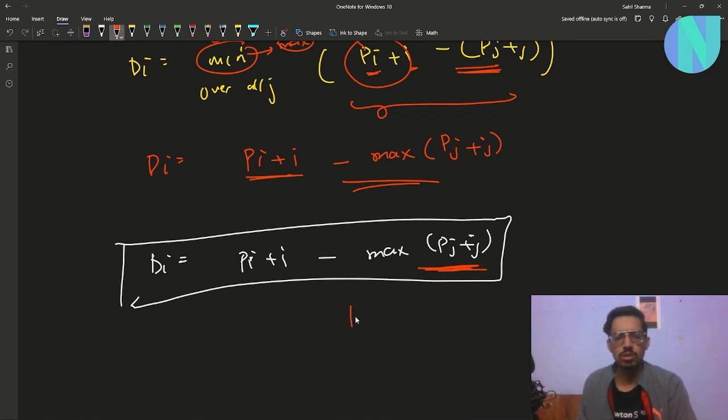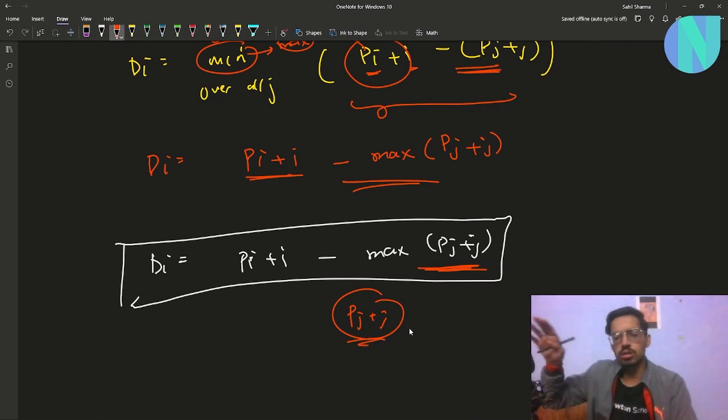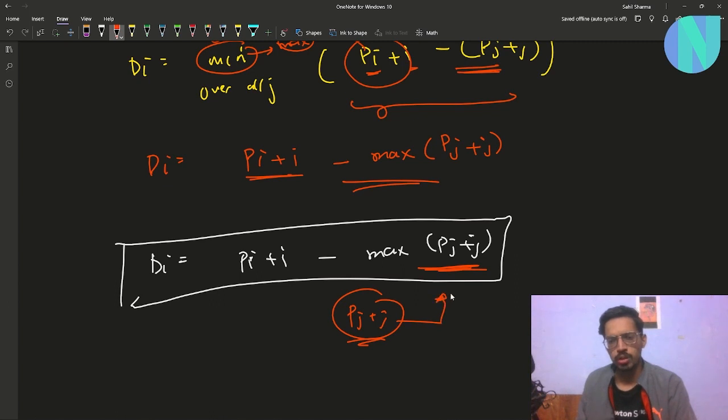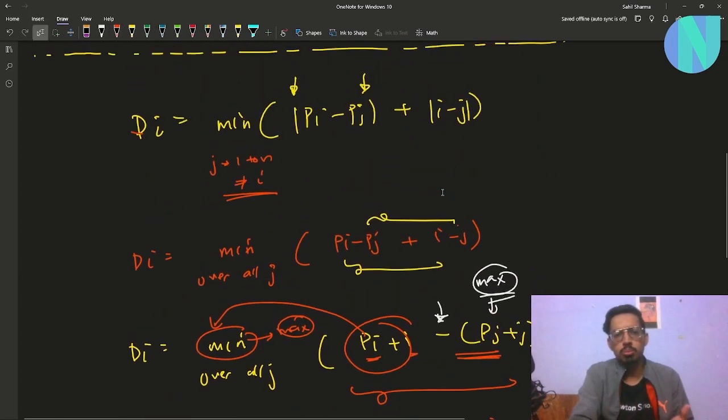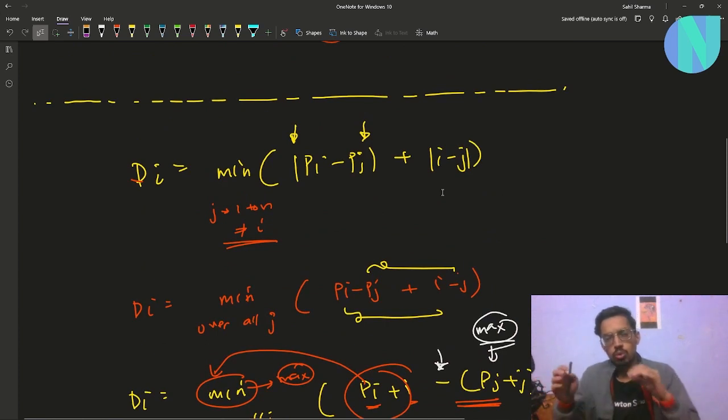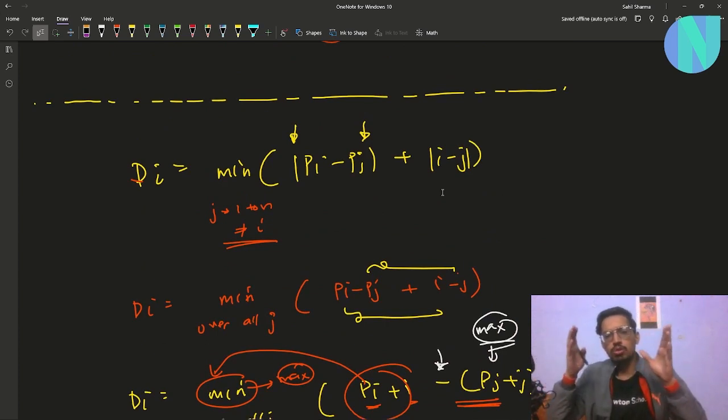For every index, you can store p of j plus j, and you can just run a range query and find this value, right? So you can see that if you remove the absolute difference, the problem becomes very easy. The only problem here is the absolute difference signs, right? So that we have observed.